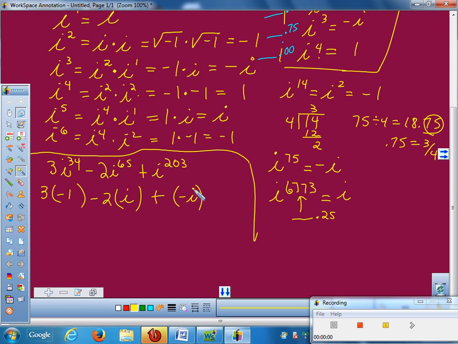Then you go add together. So that's really a negative 3, a negative 2i, plus a negative i. Add your like terms. What can you combine? You can add the i's. So you have negative 2i plus negative i would be negative 3i. It's just like adding x's. Negative 2x plus a negative x is negative 3x. And there would be your solution.